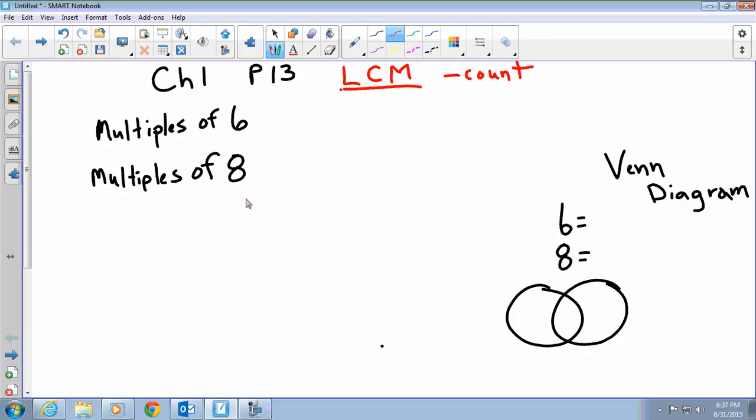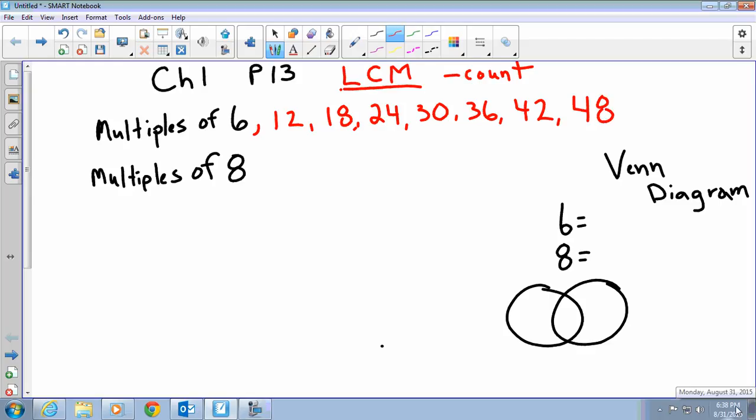Well, there's a couple different ways to do these types of problems, and here's one way. All we do is just list all the numbers. 6 times 1 is 6, 6 times 2 is 12, 6 times 3 is 18, 6 times 4 is 24, 6 times 5 is 30, 6 times 6 is 36, 6 times 7 is 42, and 6 times 8 is 48. Now, we're doing a little bit extra here because all we need to know is the first time the number lands on the same number.